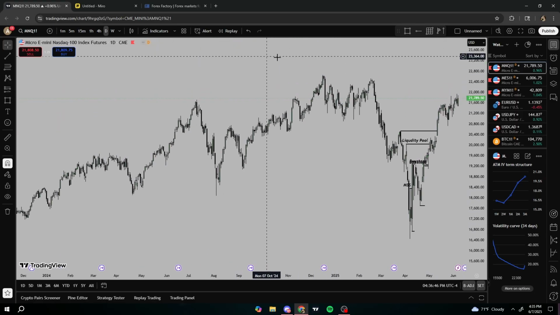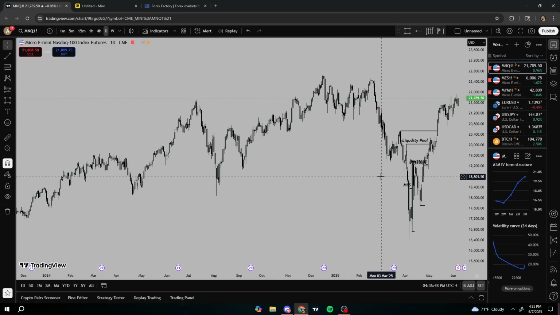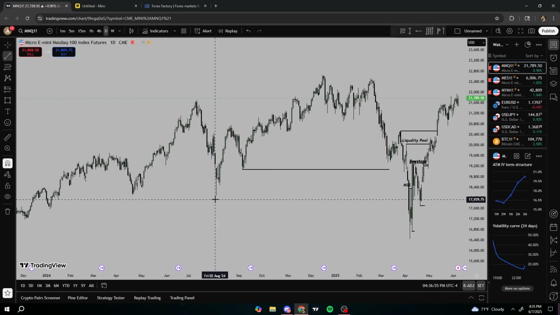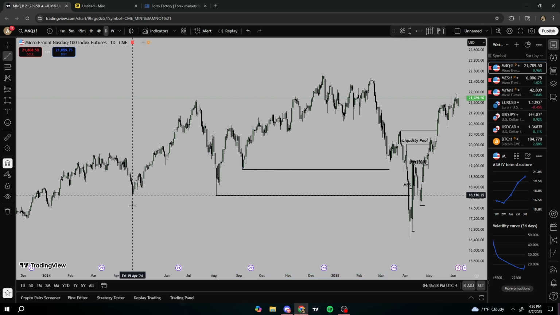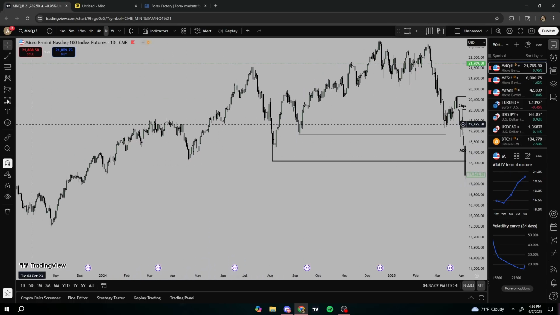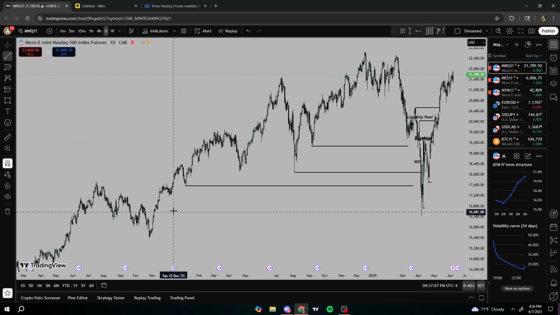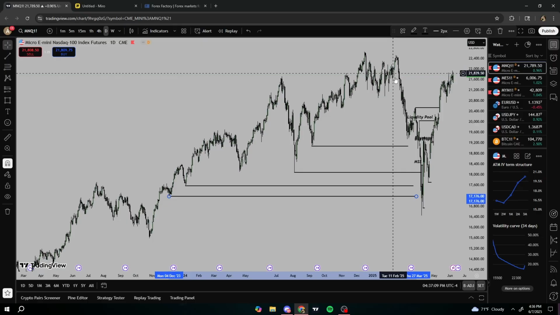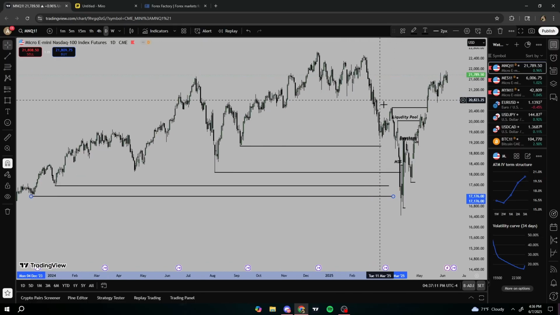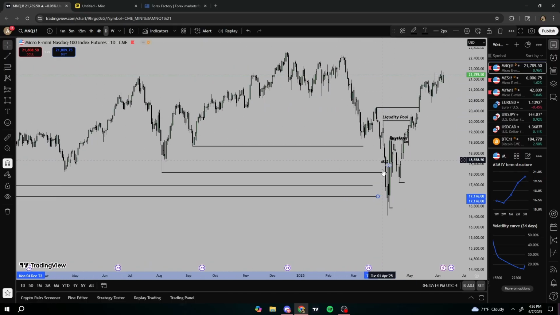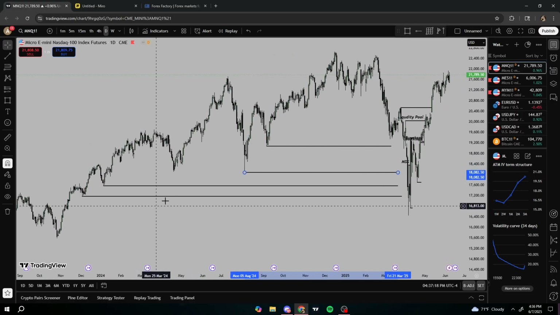The Trump tariffs, they created fear and panic. Everyone thought the stock market was going to plummet. We're going to have this big recession. In reality, we just came in, grabbed these buy stops, grabbed these buy stops. These were already grabbed, I guess. There's a low here, these buy stops, and these buy stops. So the market makers, the smart money, tricked people in fear and panic to think the market was going to have a huge recession.